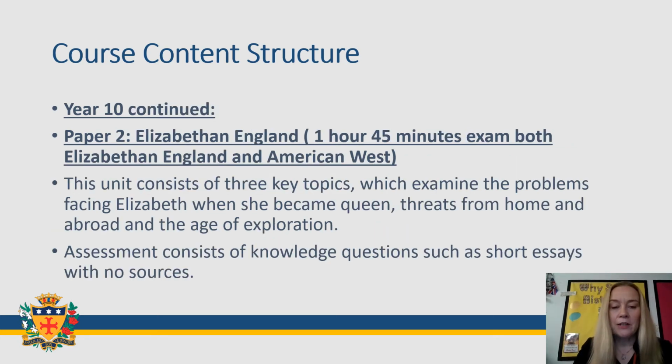When we finish Weimar and Nazi Germany, we move on to our paper 2 unit, Elizabethan England. Now this forms part of our 1 hour, 45-minute exam, which features both Elizabethan England and the American West. This unit consists of 3 key topics which we'll study in depth, including the problems facing Elizabeth when she became Queen, including solving the problem of religion, and problems with her own cousin, Mary Queen of Scots. We'll consider threats from home and abroad, including threats from Spain and the Netherlands. We'll also look at the age of exploration, so that includes topics such as the Spanish Armada.